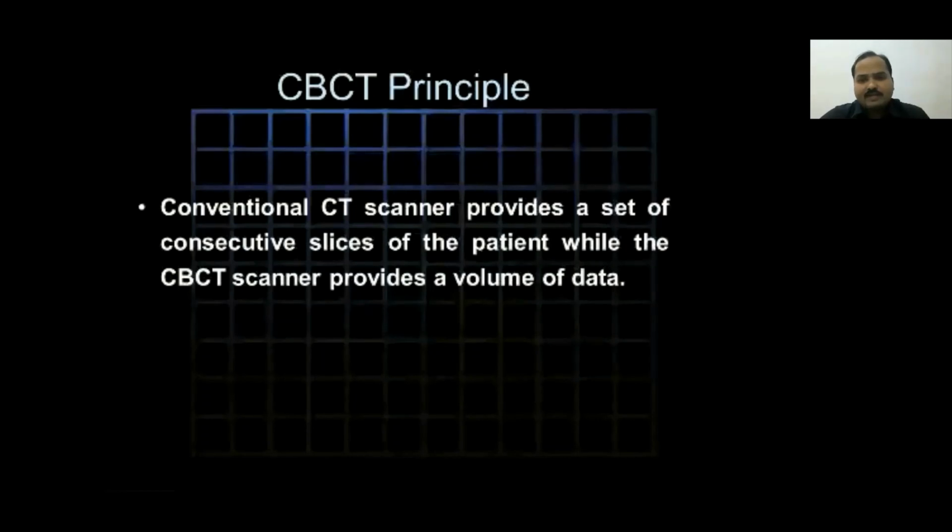So the conventional scanner will provide a set of consecutive slices of the patient. We have seen previously that axial slices are generated in the conventional scanners, while the CBCT scanner will give us a volume of data. It means the slices seen in conventional CT scanners are not the same as in the CBCT scanner, because over here the cone beam is not creating slices. Instead, it is giving volumetric data, or data in bulk.